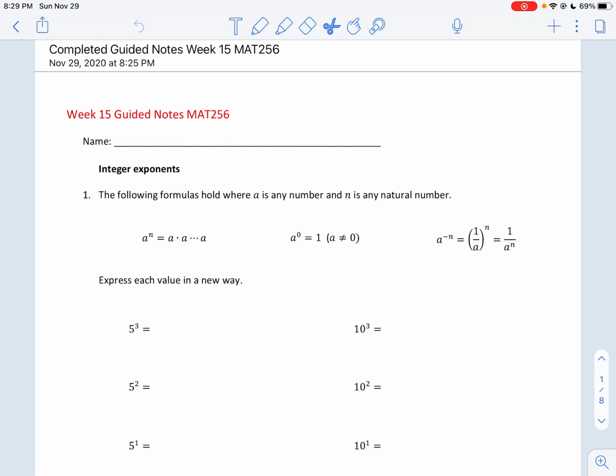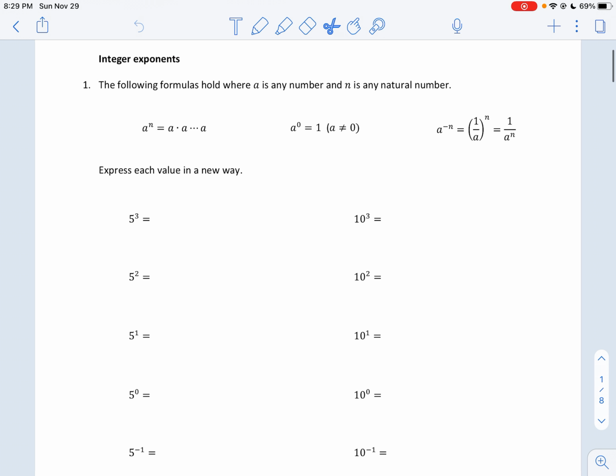Hello class, this week is week 15 and we will be talking about integer exponents, percentages, decimals, and ultimately talking about the rational, irrational, and real numbers. We begin with integer exponents.